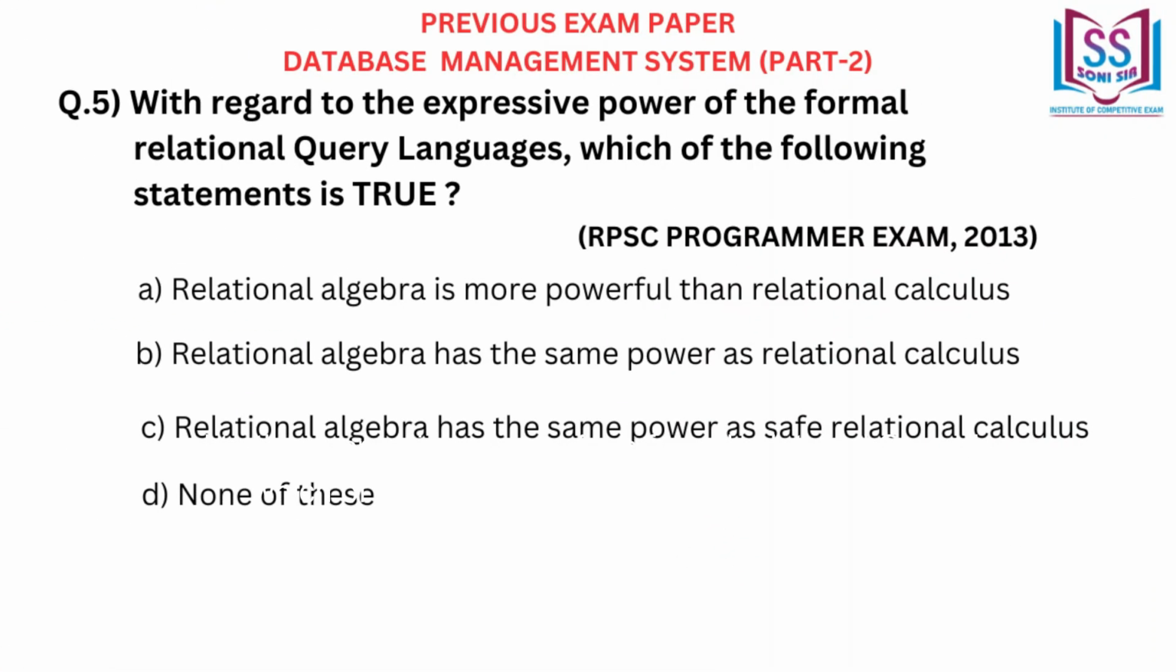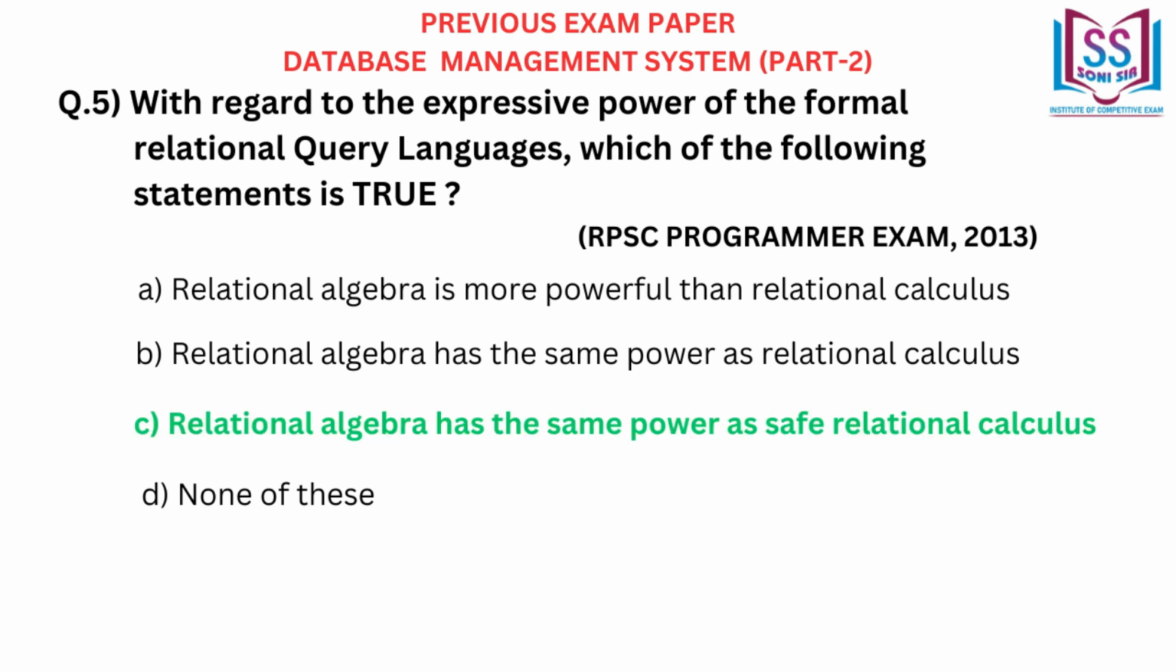With regard to the expressive power of the formal relational query languages, which of the following statements is true? A. Relational algebra is more powerful than relational calculus. B. Relational algebra has the same power as relational calculus. C. Relational algebra has the same power as safe relational calculus. D. None of these. Correct answer C. Relational algebra has the same power as safe relational calculus.